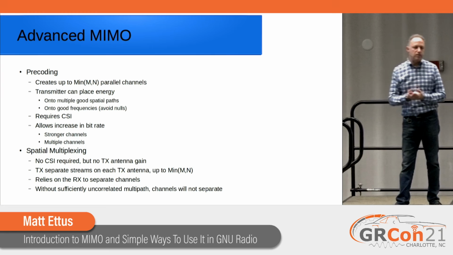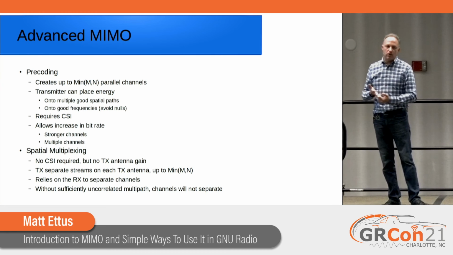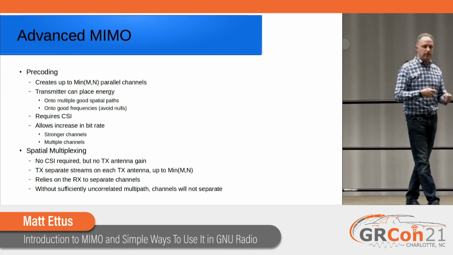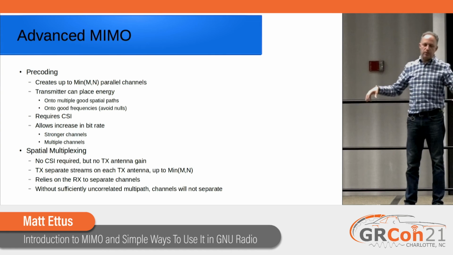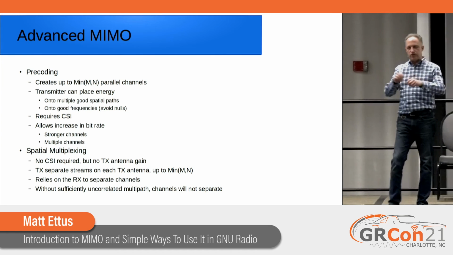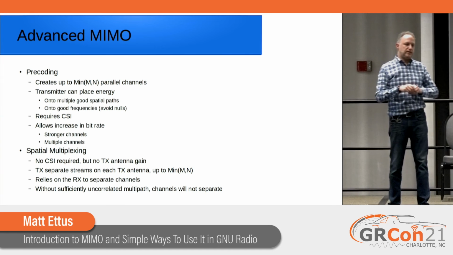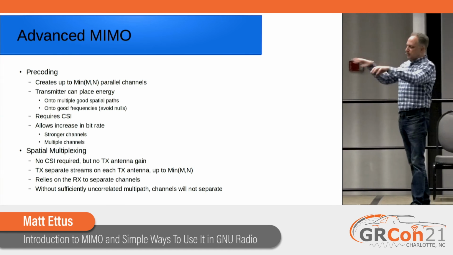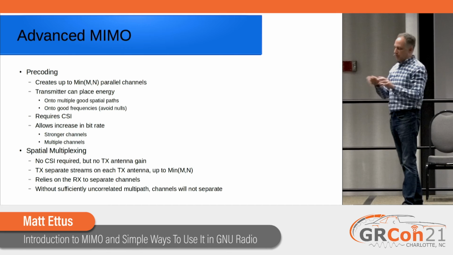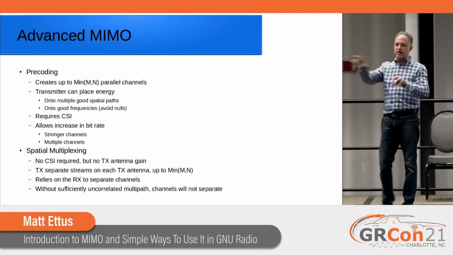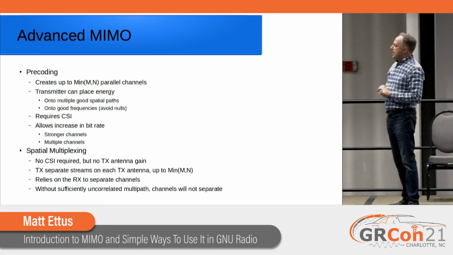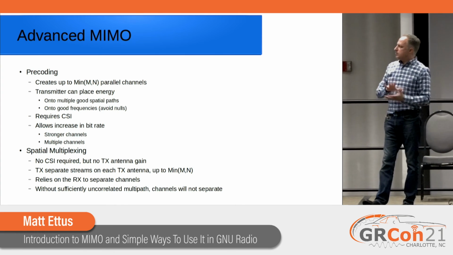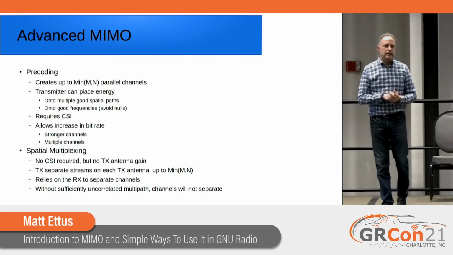But this allows an increase in the bit rate, both because you have stronger channels and also you have multiple channels, right? You can send multiple things at once. And this, of course, can also be used with what's called multi-user MIMO, where you're sending different things to different users at the same time, again by having different precoding matrices to transmit to each one. So of course that needs a lot of CSI.